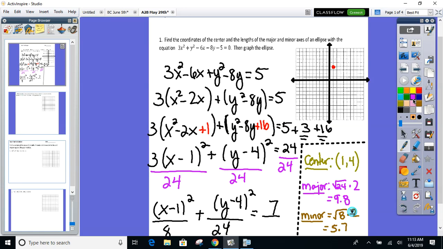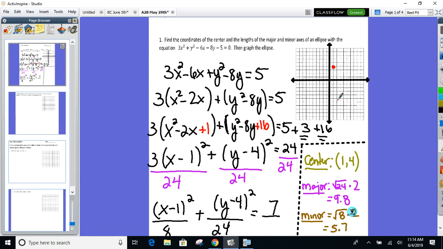Okay, everyone got 1-4 graphed? Major is 9.8. And you told me what about the major? Was it horizontal or vertical? It was vertical. So do I have to go up and down 9.8? No, that's how long the whole thing is.